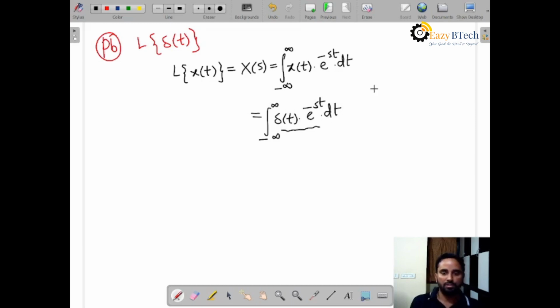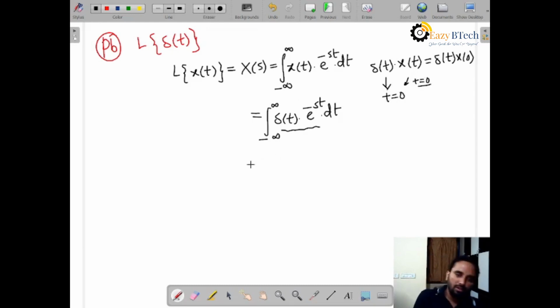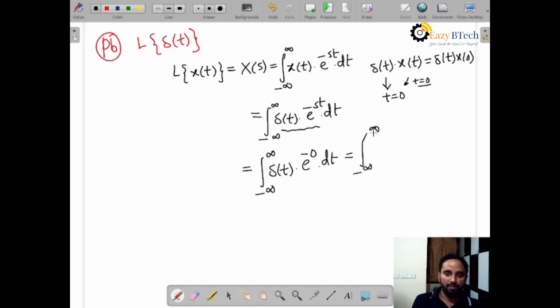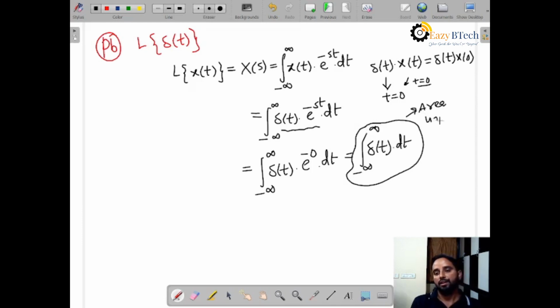Here we have the product del of t into e to the power minus st. This product becomes del of t into the value at 0, because del of t is available only at t equal to 0, so the signal gets multiplied only at t equal to 0. That is the reason the integral from minus infinity to plus infinity of del of t into e to the power minus 0 dt becomes the integral of del of t dt. This integration indicates the area under the impulse.